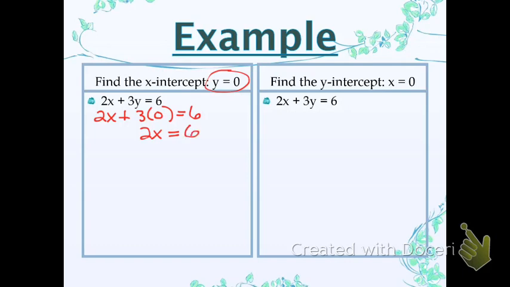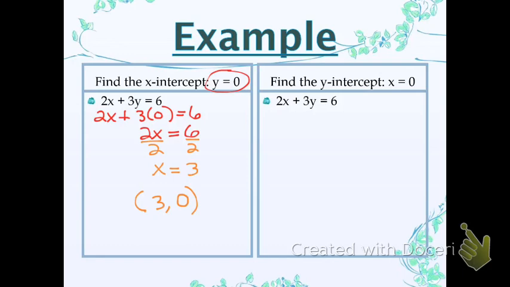And then when I solve for x, I'm using inverses. The inverse of multiplying by 2 is dividing by 2. So when I solve for x, in this case, I get 3. Now the x-intercept is an ordered pair, x comma y. We just figured out that the x value was 3, and I figured that out by putting in a 0 for the y value. So the x-intercept is at 3, 0.